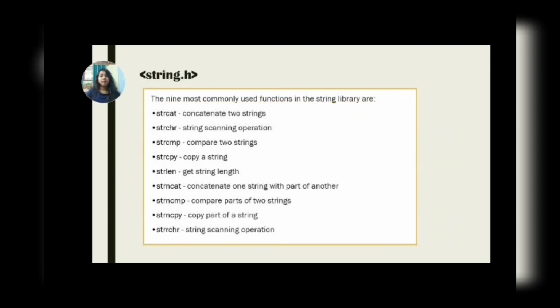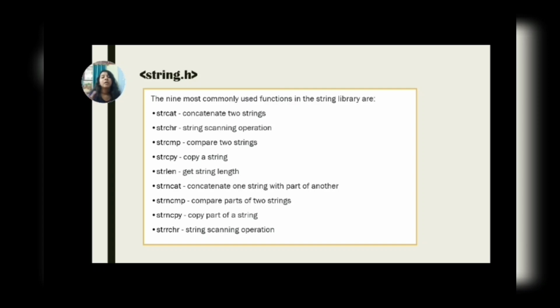Next, the next important header file is string.h. Basically, there are 9 most commonly used functions in the string library. The first is strcat. It is used to concatenate two strings, to join two strings. Second is strchr. It is used for the scanning operation. Next, strcmp. It is used to compare two strings if they are the same or not. strcpy is used to copy a string from one to another. strlen returns the length of the string excluding the null character.